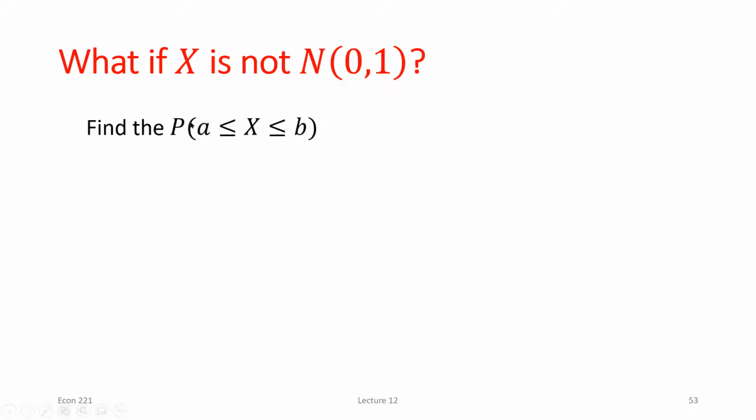So what if instead we have this random variable x, and I want to know what's the probability it's in between these two values, a and b, but it's not standard normally distributed.